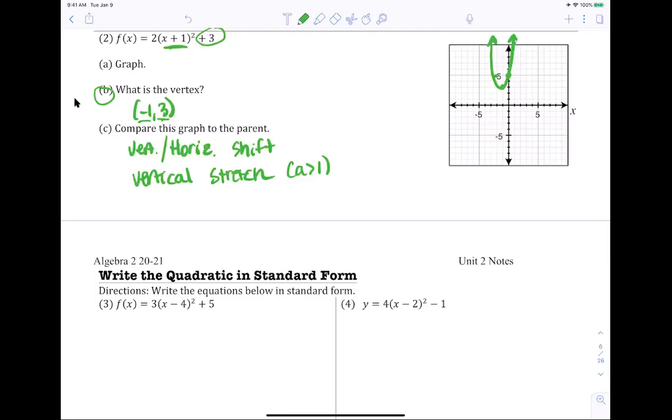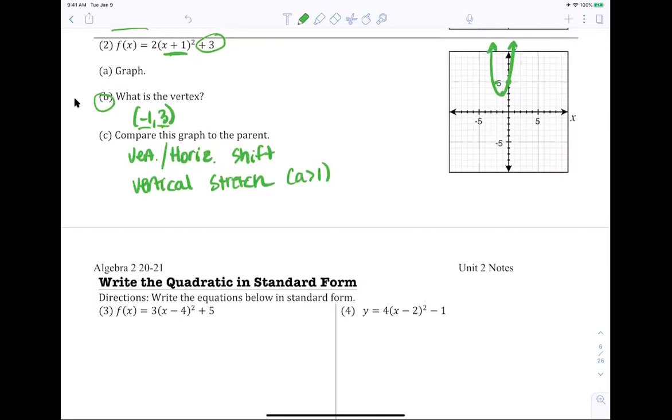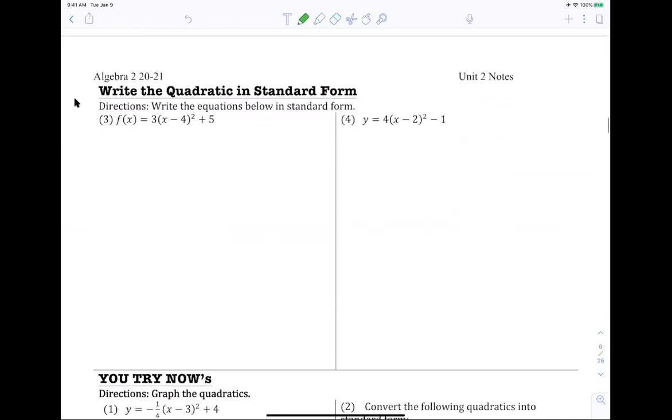Now, in terms of transformations, because we have a vertex that's not at 0, 0, because I moved left 1 up 3, we have both shifts. We have a horizontal and a vertical shift. But this one also has another one because there is a 2 in front. That means that we have an a value greater than 1, which is the definition of a vertical stretch. So this one also has a stretch. And that's it.